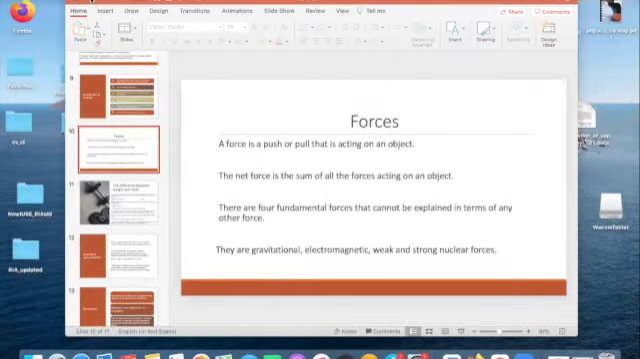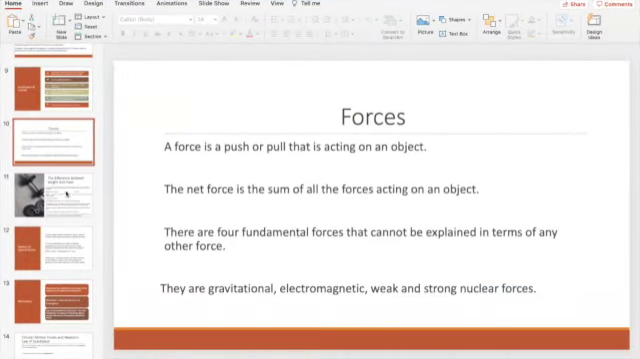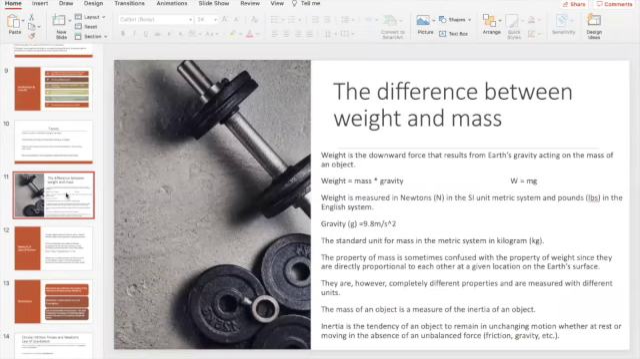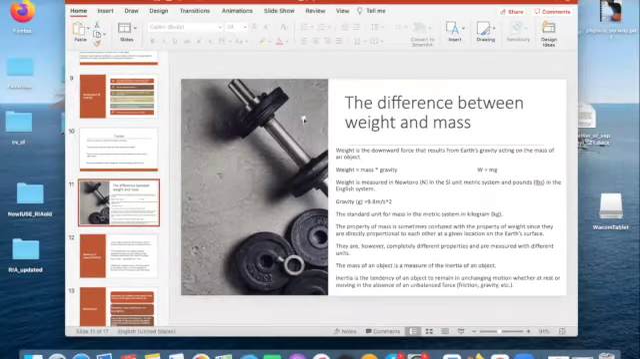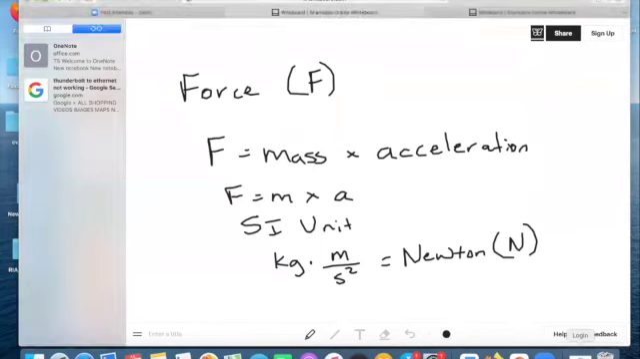All right, so back to the slides. All right, moving on to the difference between mass and weight. Weight is the downward force that results from the Earth's gravity acting on the mass of an object. So your weight is going to be your mass times the effect of gravity. This is similar to force, and I will show that right quick.